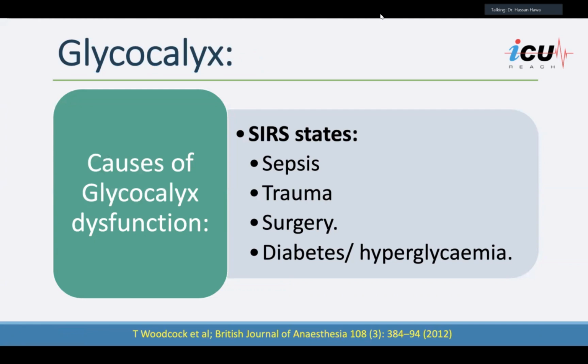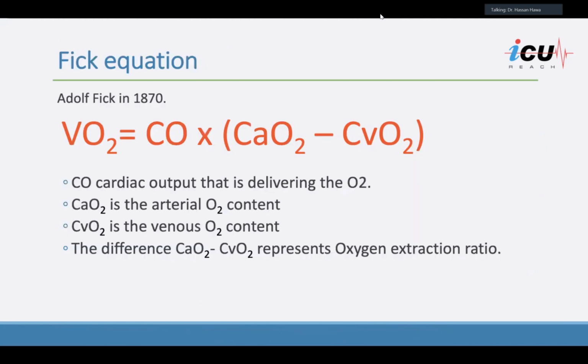Situations where the glycocalyx becomes dysfunctional are SIRS, systemic inflammatory response syndrome states, like sepsis, trauma, surgery, diabetes, and hyperglycemia. All these situations can affect the glycocalyx integrity and lead to seepage of fluids into the interstitium, and you end up having an edematous patient. However, the intravascular compartment is quite depleted.